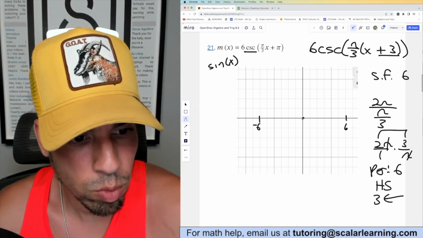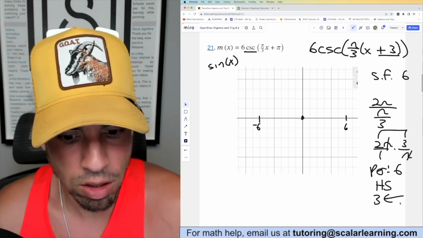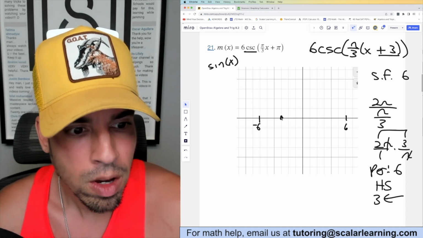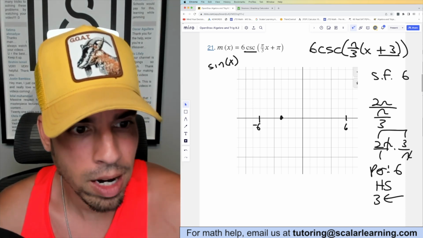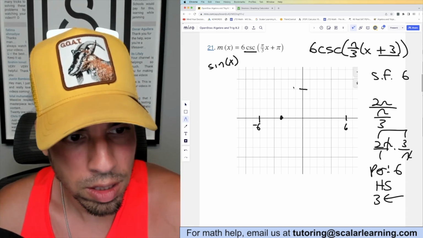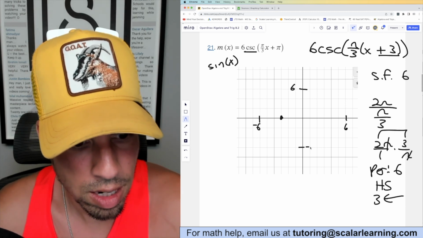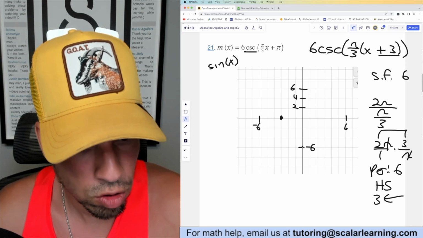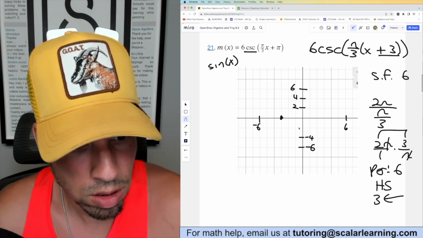And then we're shifting. So normally we would start here for sine, but we're shifting 3 to the left. And this is nice because that's a nice whole number. So we just go 1, 2, 3. And by the way, the stretch factor is 6. So I'm going to call this 6, and I'm going to call this -6. So we're going by 2's, right? This is 4, this is 2, this is -4, this is -2.